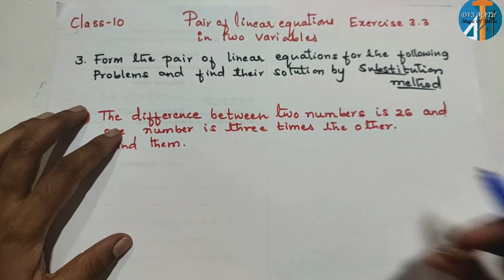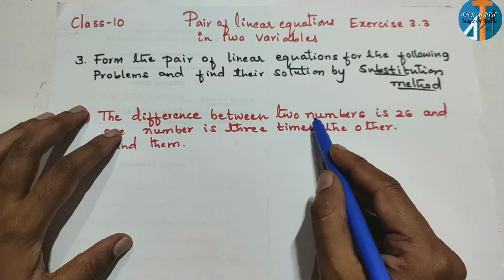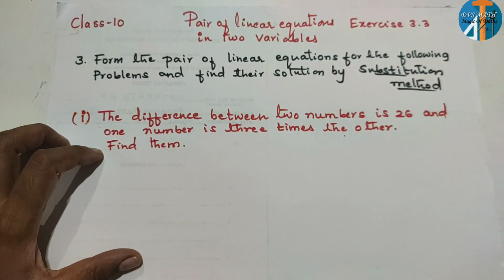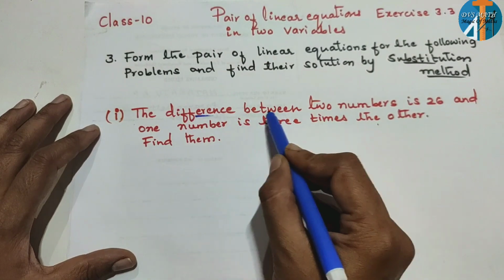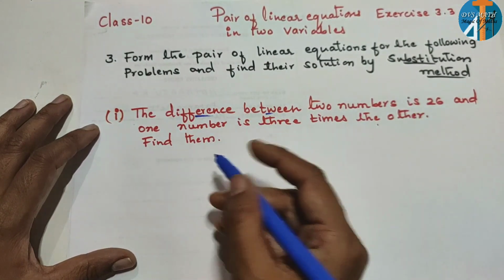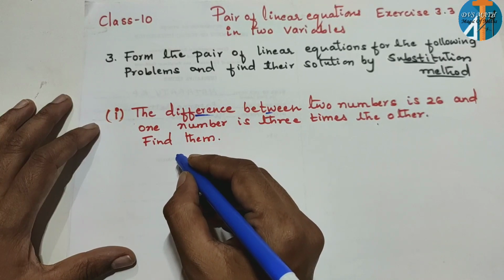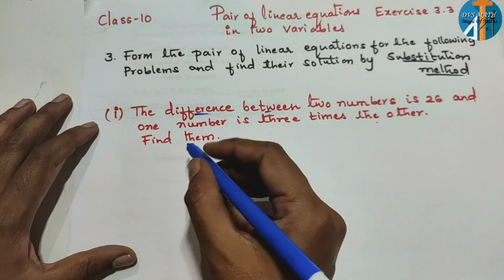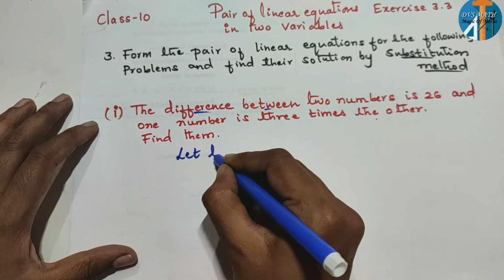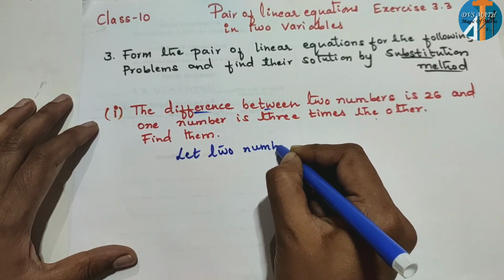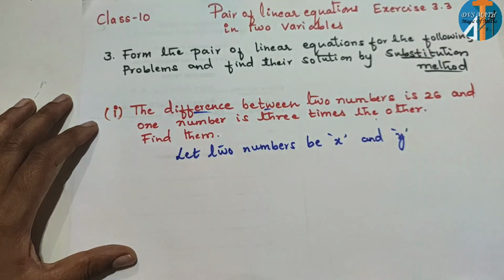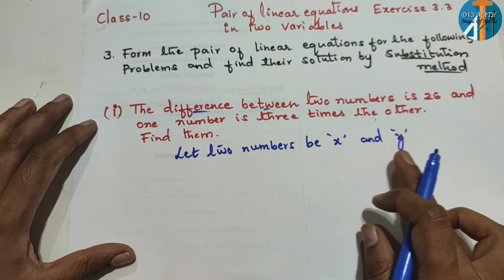So now what is given? The difference between two numbers is 26 and one number is 3 times the other. Okay, so now let us form the equations. Let us take the first sentence: the difference between two numbers is 26. Here you have to consider two numbers. You can consider any alphabet. All the equations are in x and y, so let us consider the same. Let the two numbers be x and y.